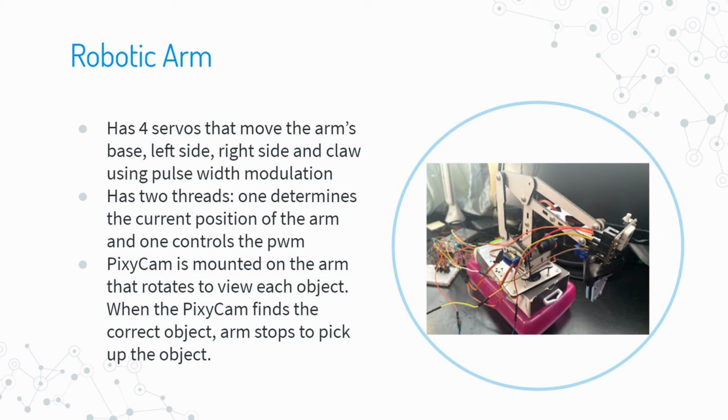When another command is received to pick up an object, the base of the arm starts rotating again, and the PixieCam starts searching for the newly requested object. The weight of the PixieCam caused the arm to oscillate randomly, which was prevented by adjusting the position of the PixieCam. Overall, the arm functioned well based on the commands received and was able to successfully deliver objects despite the oscillating.